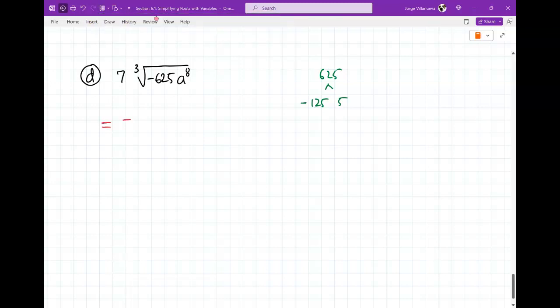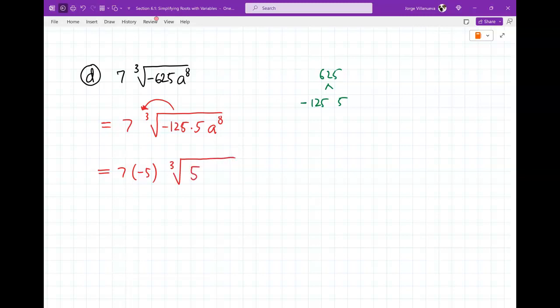And then right now you can use your calculator to figure out what happens. So negative 125 times 5, a to the 8th. What's the cubed root of negative 125? Negative 5, right? It's going to come out. And you're going to get a negative 5 cubed root of 5a to the 8th. And that's negative 35 cubed root of 5a to the 8th.